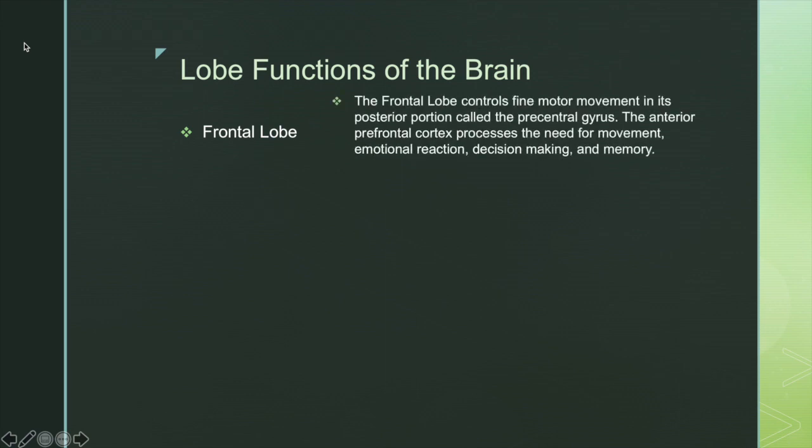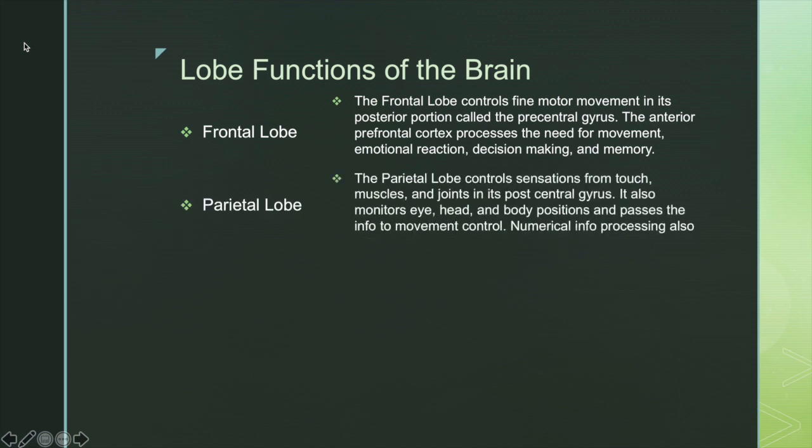The frontal lobe controls fine motor movement in its posterior portion, called the precentral gyrus, and the anterior prefrontal cortex processes the need for movement, emotional reaction, decision making, and memory. A lot of the cerebral processes are taken care of in this prefrontal cortex.